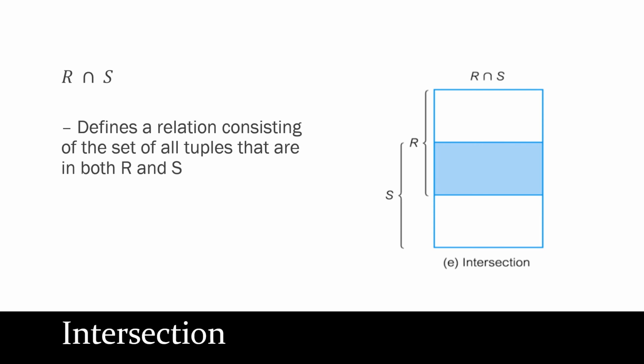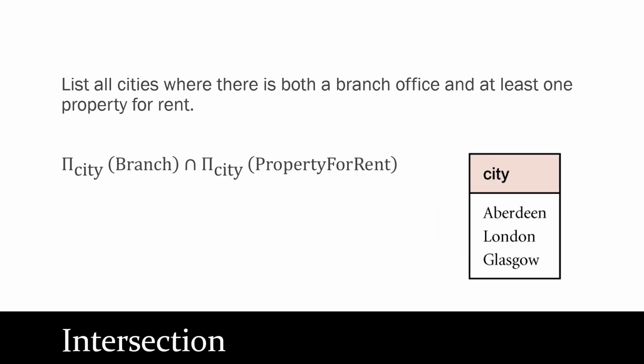Intersection works the same way as set intersection. R intersection S defines a relation consisting of the set of all tuples that are in both R and S. For example, we want to list all cities where there is both a branch office and at least one property for rent. We project city from branch, intersection with projection of city from property for rent.